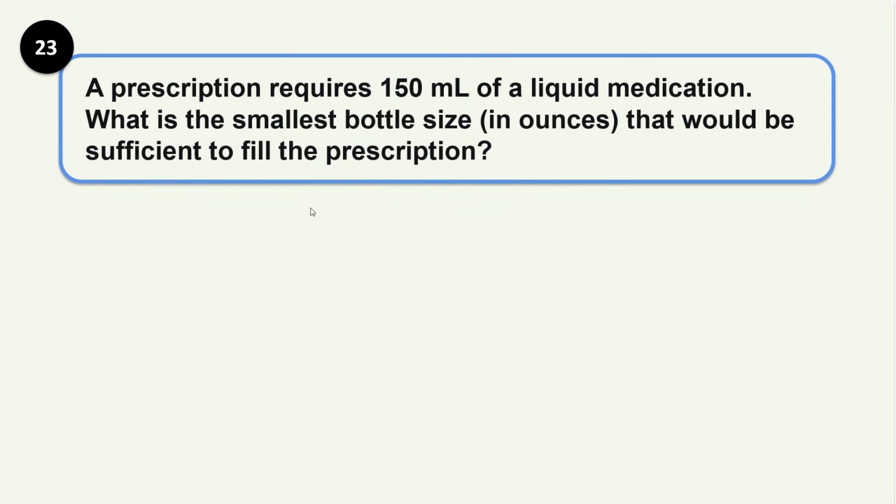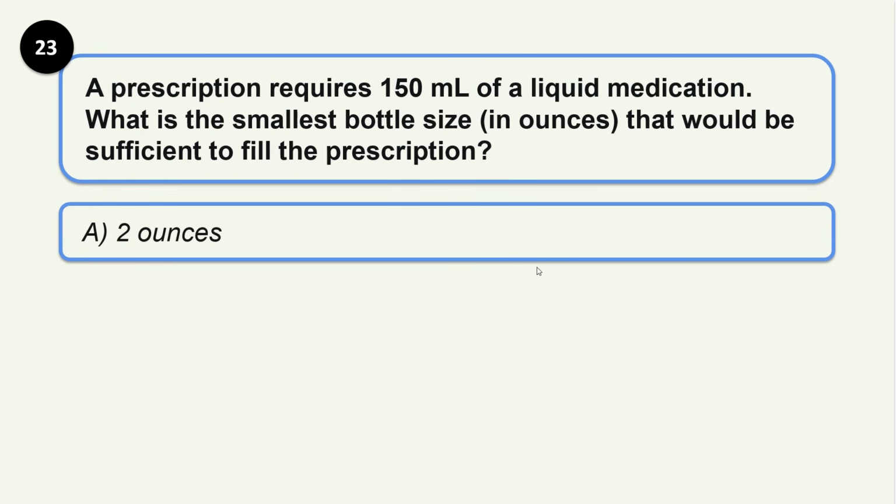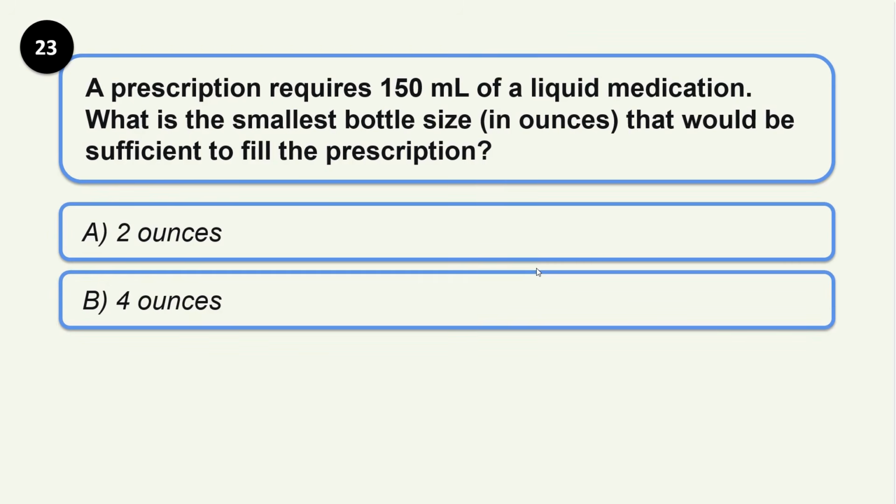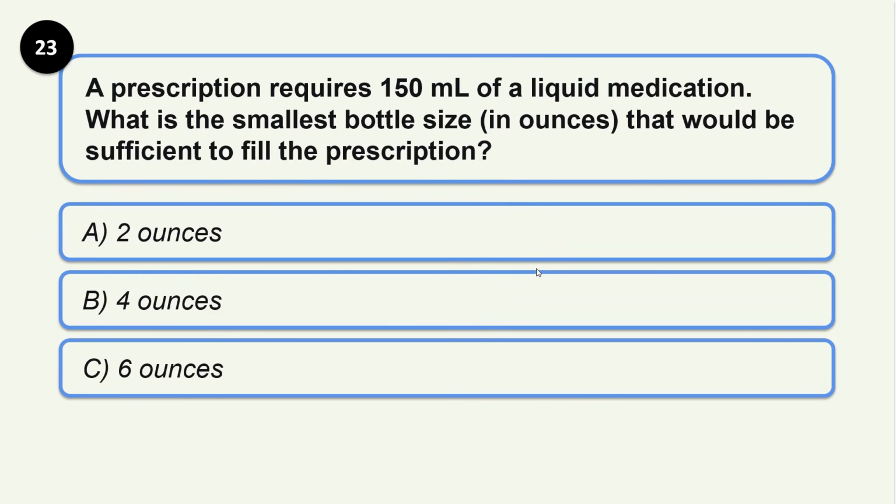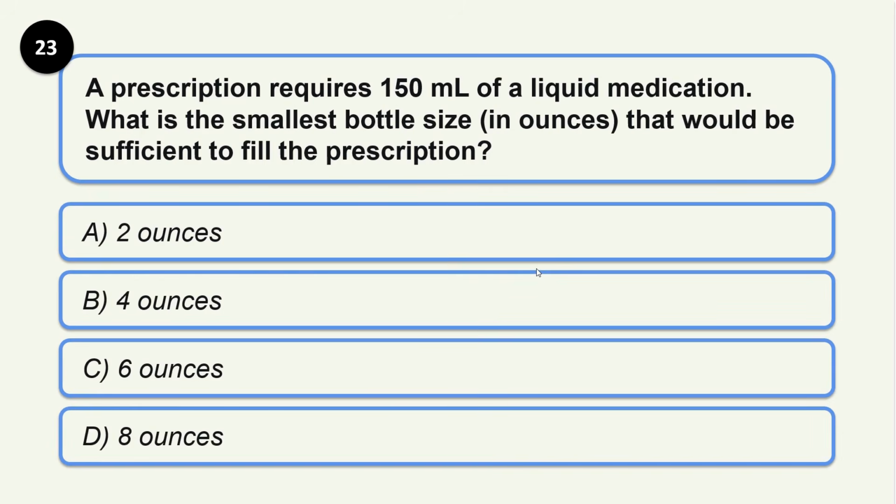Next, a prescription requires 150 mL of liquid medication. What is the smallest bottle size in ounces that would be sufficient to fill the prescription? A. 2 ounces, B. 4 ounces, C. 6 ounces, D. 8 ounces. The correct answer is 6 ounces.